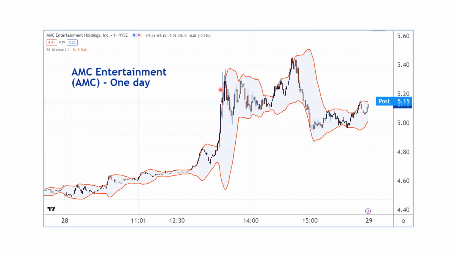Understanding charts is about understanding human psychology, okay? When we get overbought, it's because people get too euphoric. When we get oversold, it's because people get too afraid. So here's our one-day chart.